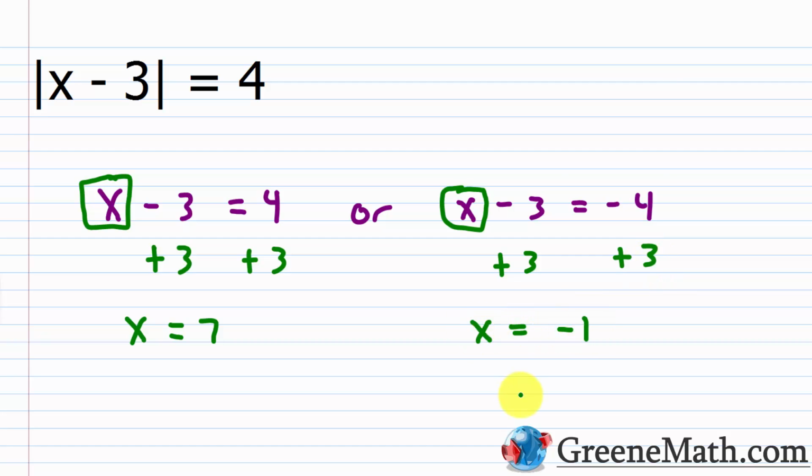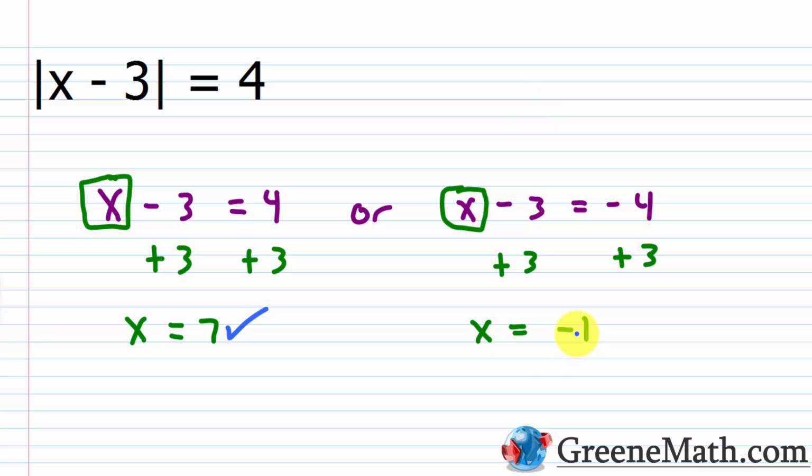So let's check these. It's very easy to do. So I'm going to plug in a 7 for x here. So I would have the absolute value of 7 minus 3 is equal to 4. So 7 minus 3 is 4. So I would have the absolute value of 4 equals 4. And of course, that's true. 4 does equal 4. So that's a big check. Okay, so that works. Now, let's check the other scenario.